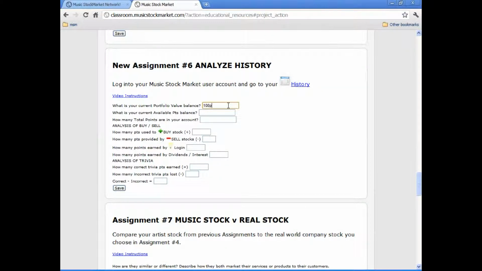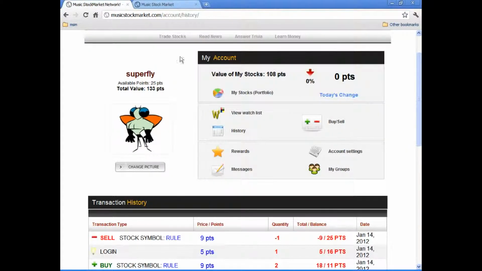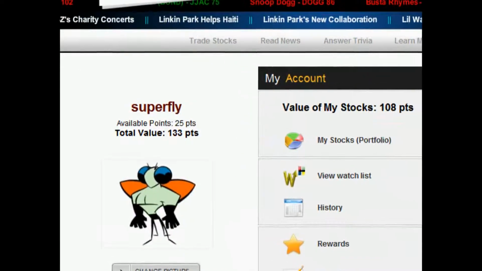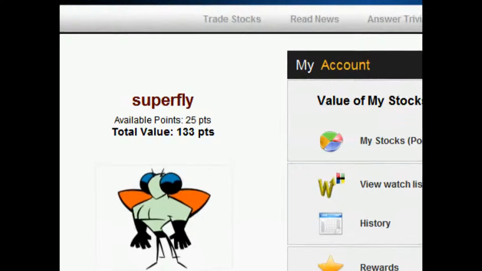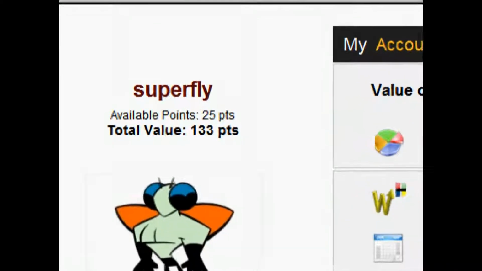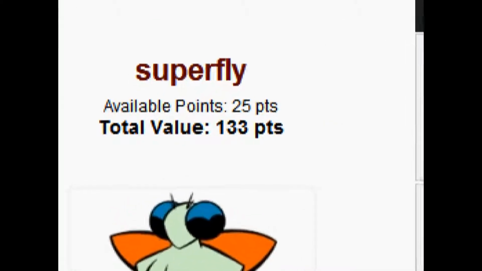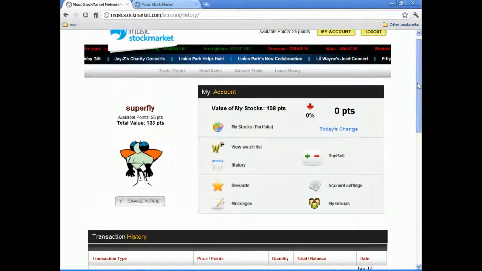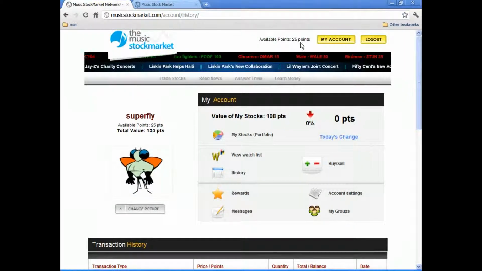After we enter that amount, next we're asked for our current available points. These are the points that we have available for us to invest in new stocks. The portfolio value that we just got in the previous question, these were the stocks we already own. We can't use these points to buy more stocks because they're already tied up in investments. Unless we sell them, in which case they'll become available points to us again. Think of the available points as like our bank account that we use to spend with.